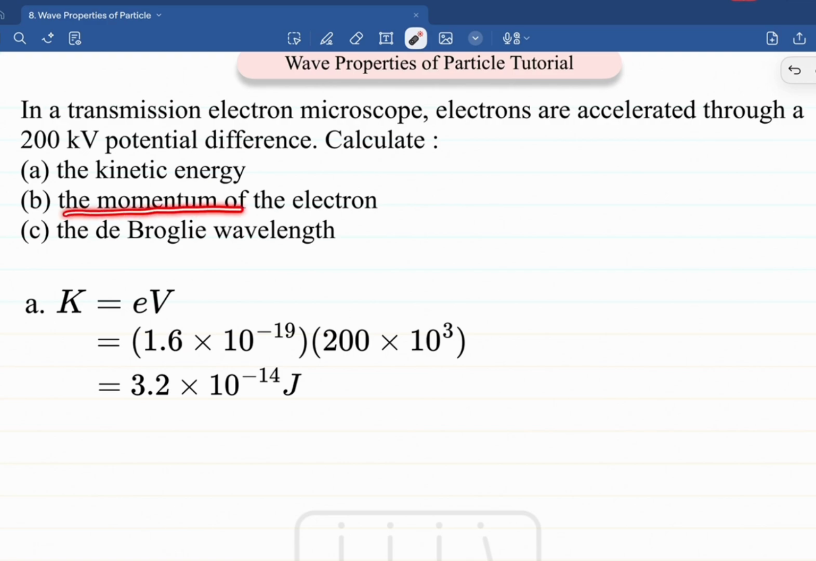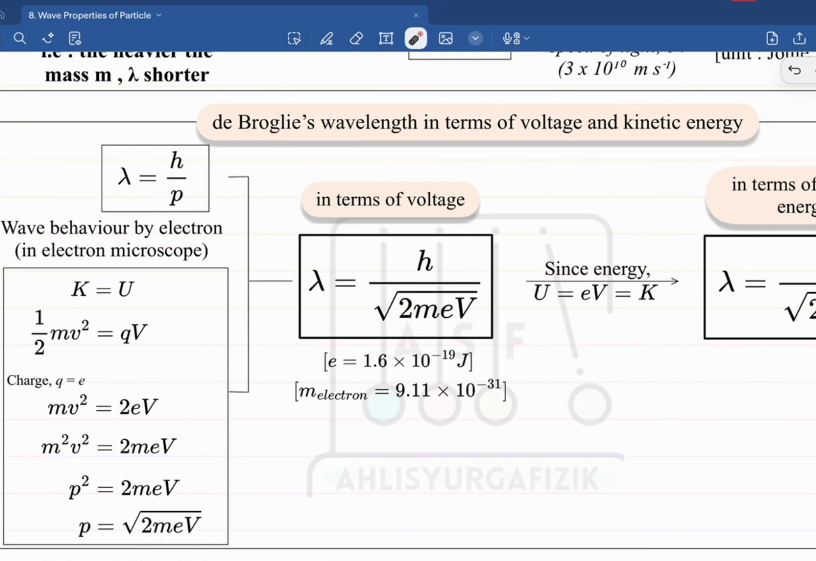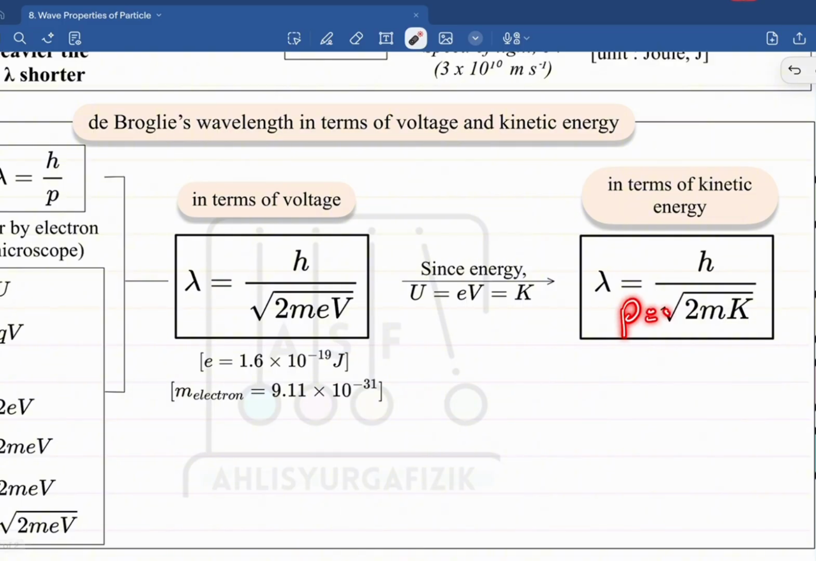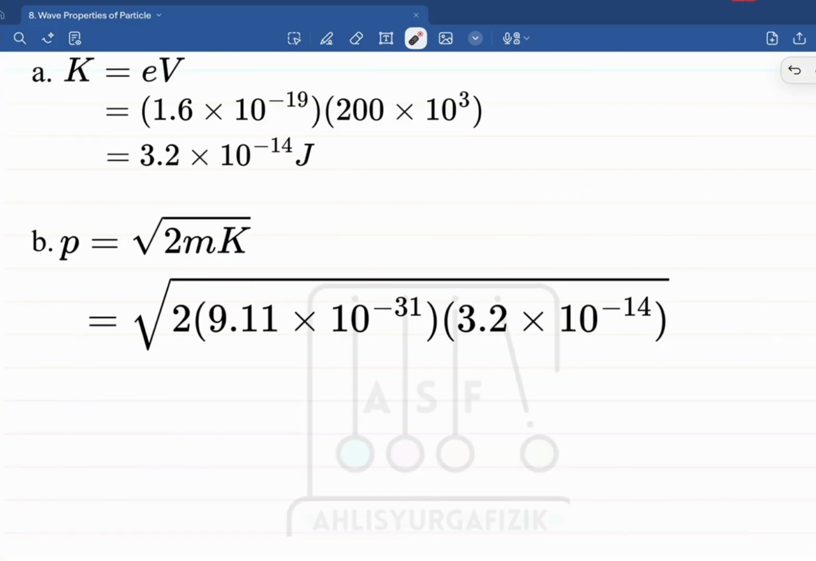Question B, the momentum of the electron. Now that we have kinetic energy, let's find the momentum. Momentum is p. Since we know lambda equals h over p, where p equals root 2meV, we can also use p equals root 2mK. So let's take this one. We substitute everything. m is the mass of an electron, 9.11 times 10 to the power of negative 31, and the answer is 2.415 times 10 to the power of negative 22 kilogram meter per second.